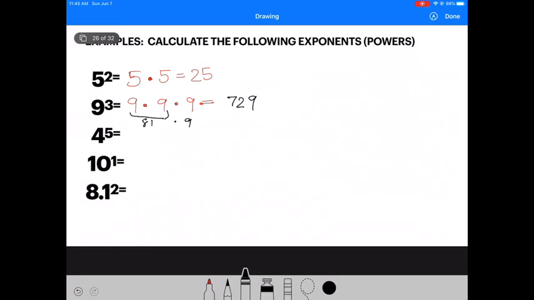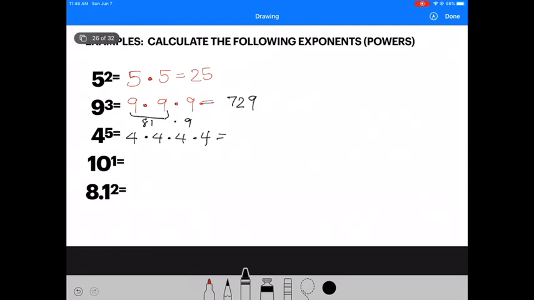Okay, and then you have 4 to the power of 5. So same thing: 4 times 4 times 4 times 4. And that will give you your answer. You just multiply it. And if you have to do it each time, you're like, okay, 4 times 4, that's 16, and then you can carry on. That's what you need to do.